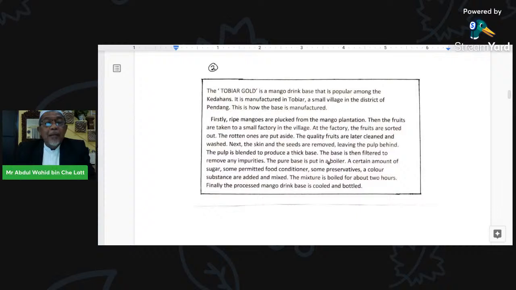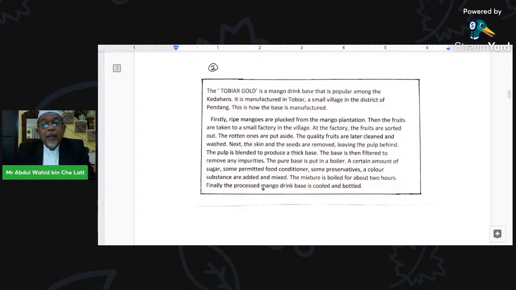A certain amount of sugar, permitted food conditioner, some preservatives, and a color substance are added and mixed. The form is "are" plus "added and mixed" in participle form. The mixture is boiled. The form is "is" plus "boiled" in participle form for about 2 hours.